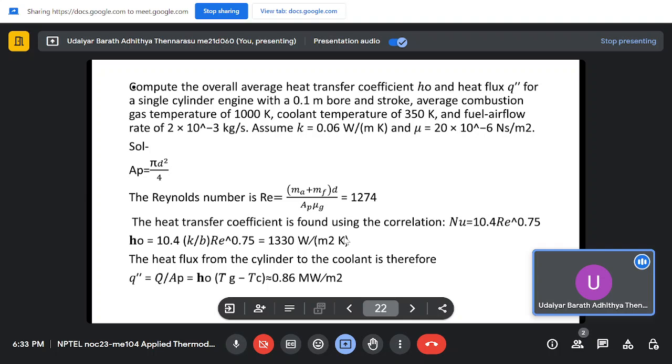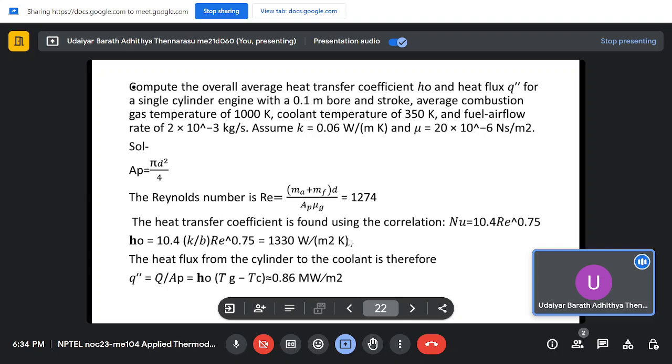And assume k value, thermal conductivity of cylinder is 0.06 watt per meter Kelvin, and mu is 20 × 10^-6 Newton second per meter squared. Now k of fluid, the combustible gas, is 0.06. So k of combustible gas is 0.06. So now all parameters are given. So we need to find out heat transfer coefficient and heat flux.